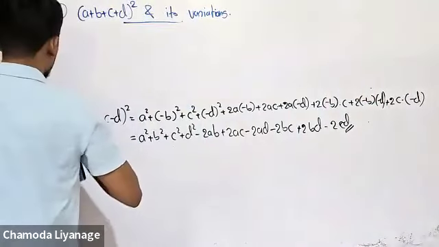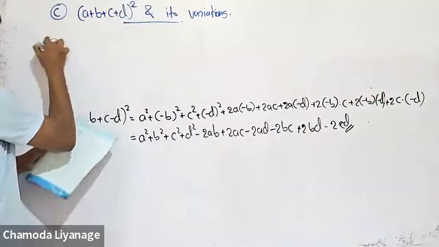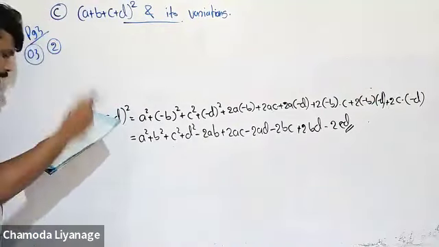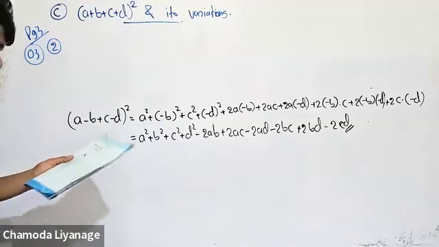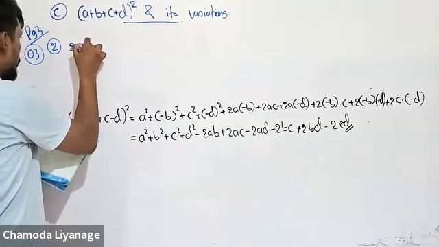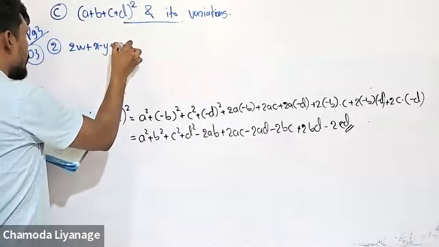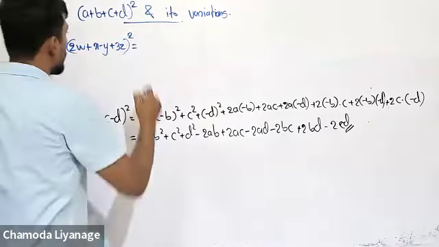I will do the second one with you. Page number 3, third question, second sum: 2w plus x minus y plus 3z, whole thing squared.